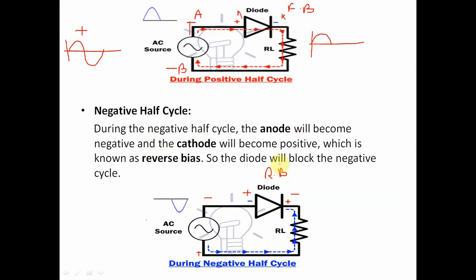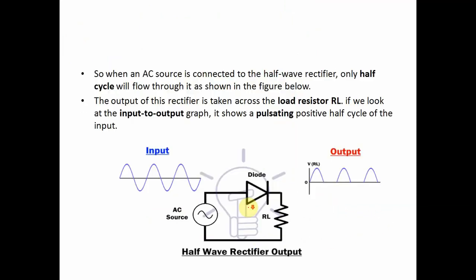So during the negative half cycle, the anode becomes negative and the cathode becomes positive, which is known as reverse bias. And in reverse bias, the diode acts as an open switch, so there is no current flowing through the circuit.